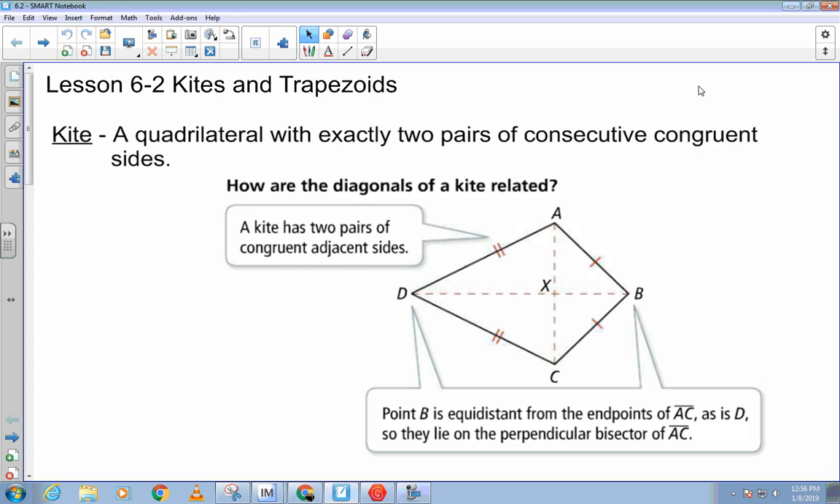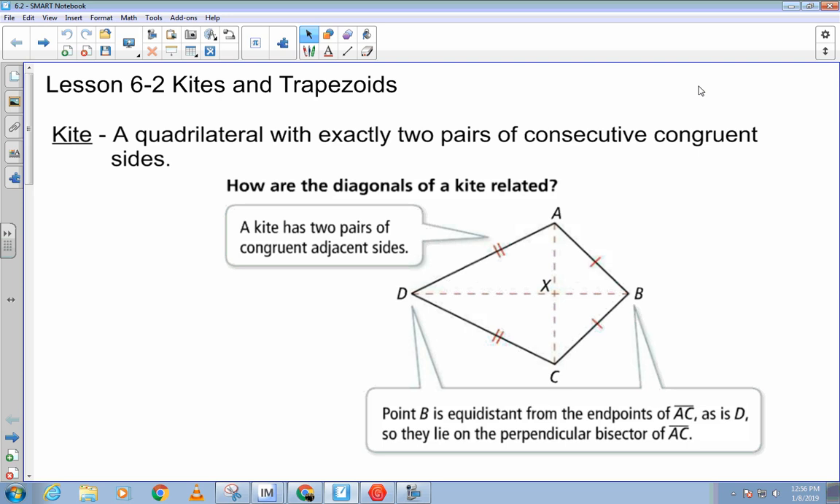We're talking about kites and trapezoids. A kite is a quadrilateral with exactly two pairs of consecutive congruent sides. Consecutive means in a row, okay? So you have a segment and an additional consecutive segment that are congruent, and then another segment and a consecutive segment that are congruent.